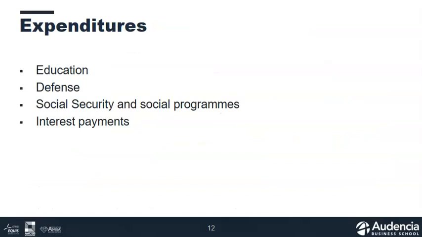So expenditures can take many different forms. We have different types of expenditures at the federal level, the national level of a government. We can also have expenditures, obviously, at local levels, and I'll say a few words about that in a second. Typical types of expenditures for national governments are for education, for defense spending, for Social Security and social programs, and interest payments, because governments have borrowed a lot of money over the years, and we have to pay the interest on what we've borrowed. And we'll see in a minute that's becoming quite large.